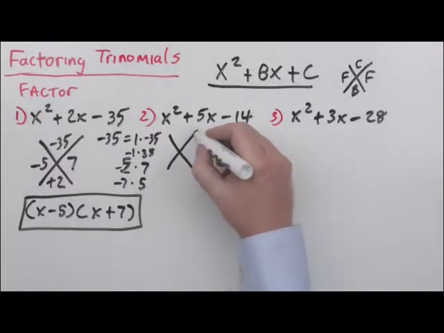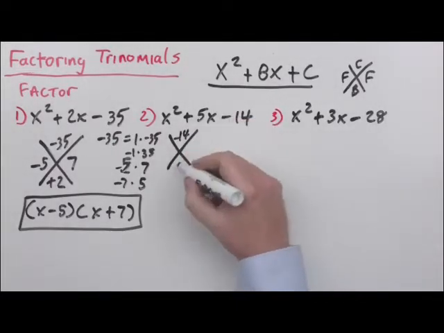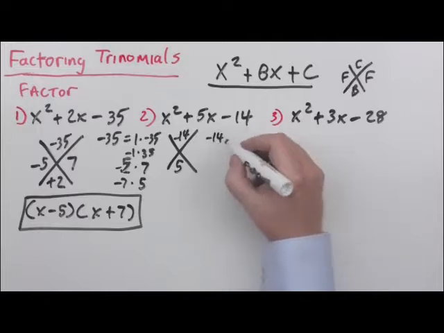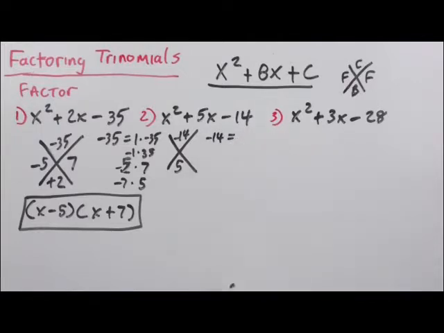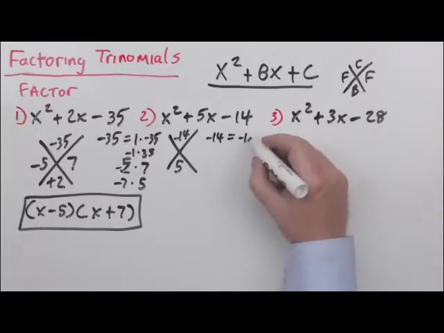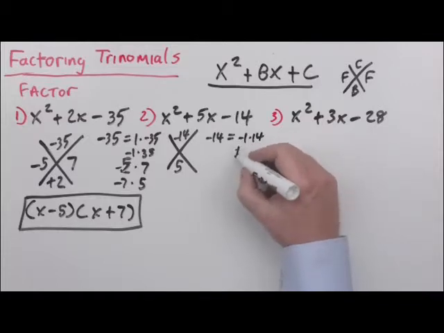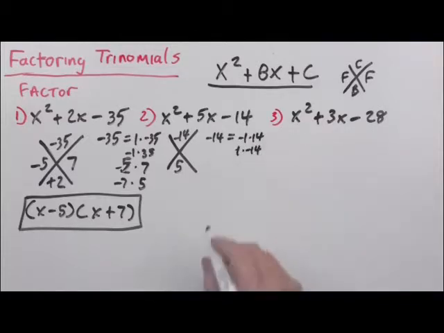X factor here, so I've got negative 14 on top and 5 on bottom. Let's see what multiplies to negative 14 and adds to positive 5. So negative 1 times 14, that's not going to add to positive 5. 1 times negative 14, no, definitely not.